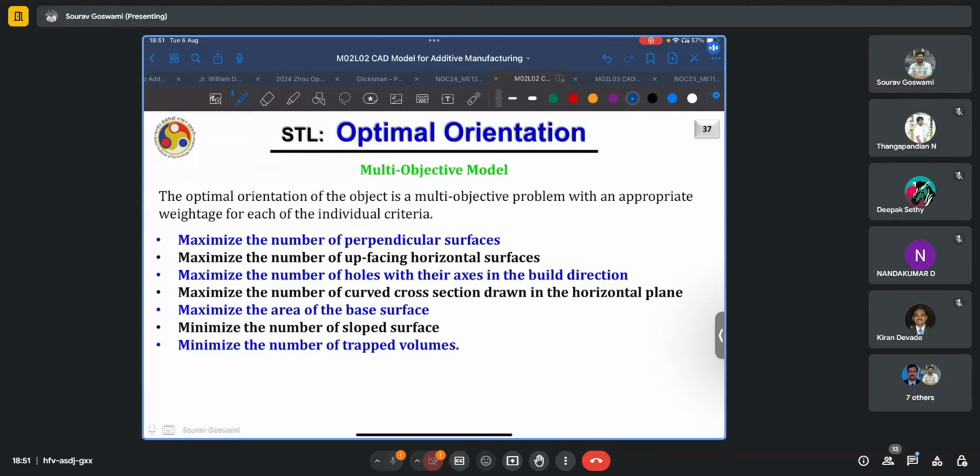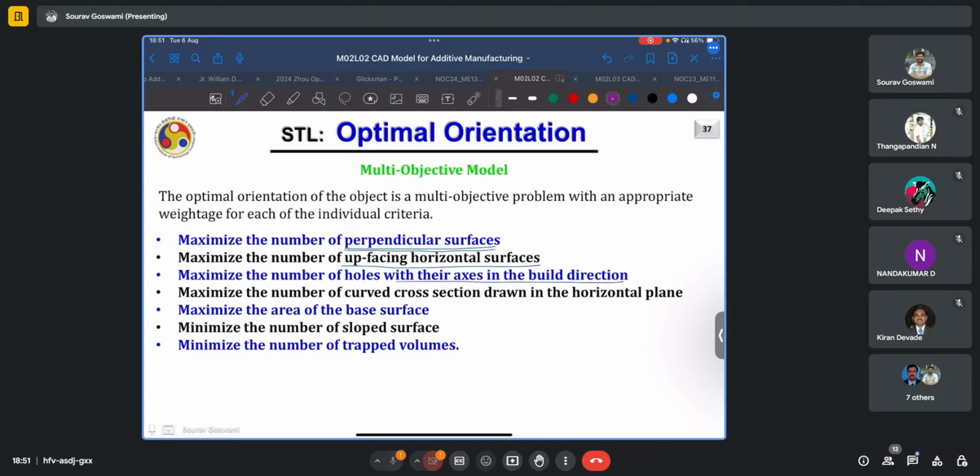And some examples of the criteria which may be optimized in such a case are shown here. So either we try to maximize the number of surfaces that are perpendicular, thereby saying that they will not need support structures. So it may help to minimize the total volume of support structures to be generated, or we maximize the number of up-facing horizontal surfaces, something similar. We maximize the number of holes with their axes in the build direction.